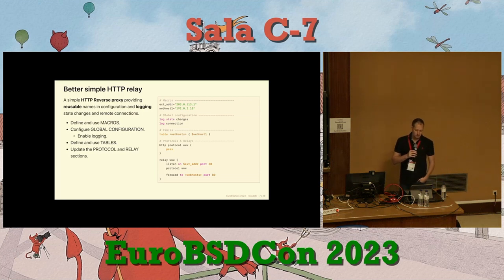And the only thing that changed from the previous example is that now we are listening on the variable named external address rather than setting up the IP directly in the relay configuration. And the same thing happens for the forward directive. It may not make lots of sense right here because we're only using the variable once. But if you want to define more relays than this and keep using the external address, for example, then you will only reference the macro in the configuration and will have to change only the definition of the macro on the top of the file.